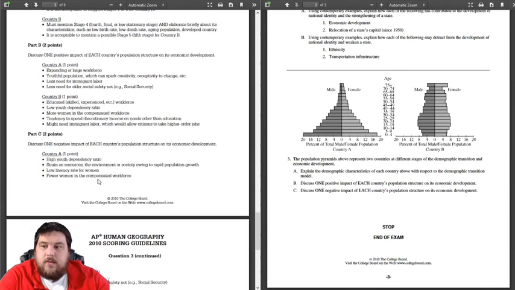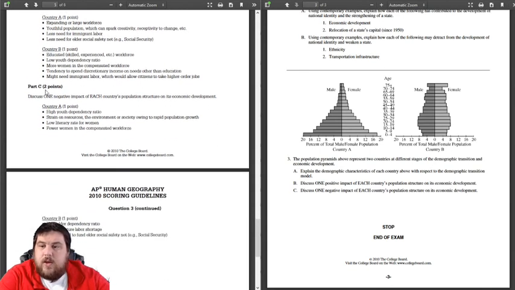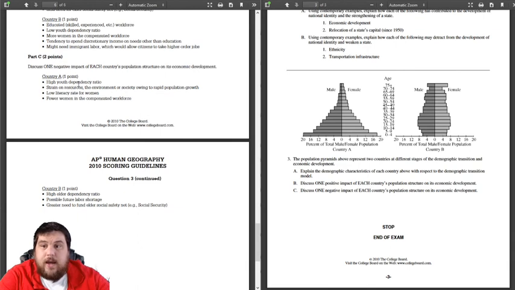And then finally, part C, you have to discuss one negative aspect of each of these countries' population structure. So for example, country A, high youth dependency. There's lots of young children for people to take care of. It's a strain on resources. We know these are developing countries, so with a rapid population growth, their resources are going to be strained. And then usually this developing aspect goes hand in hand with a bigger gender gap for women.